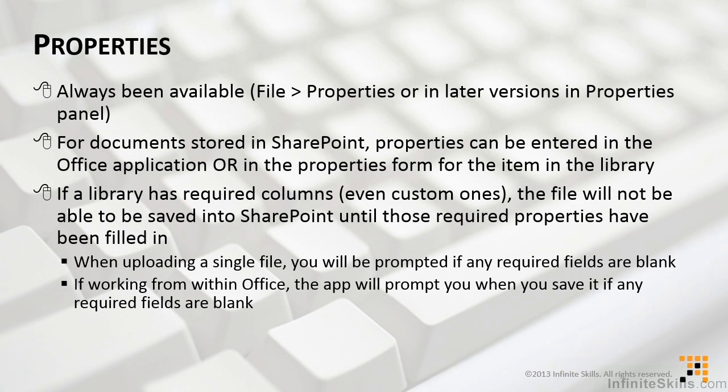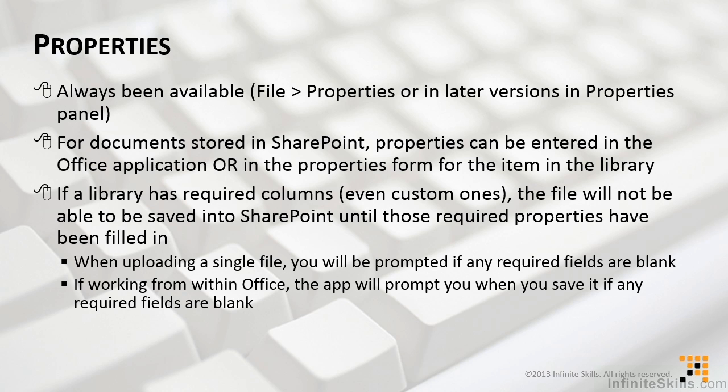The last thing we want to talk about in part 1 of this introductory video for working with libraries is about properties. Now, this is not anything new. File properties have always been available since Office first came out. Back in the days when we had menus, you'd go to the File menu and you'd choose Properties. Or, in the later versions, since 2007, you've gone to the ribbon, and from the Backstage view, or by clicking on File or the Office button, you've been able to look at the Properties panel. These are still available in your Office documents.